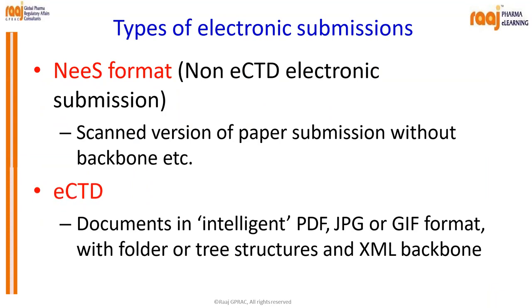In eCTD also, if you see, there are two types, NeeS and eCTD. NeeS is a non-eCTD electronic submission, which is a scanned version of a paper submission without the XML backbone. Whereas eCTD has intelligent PDF files and the backbone. So this is the major difference between NeeS and eCTD.